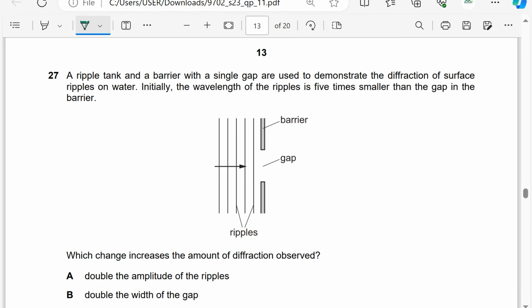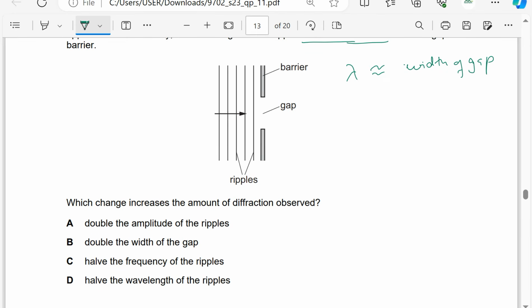A ripple tank and a barrier with a single gap are used to demonstrate the diffraction of surface ripples on water. Initially, the wavelength is 5 times smaller than the gap. Remember, for maximum diffraction, the wavelength should be approximately equal to the width of the gap. But here the gap is 5 times bigger than the wavelength.